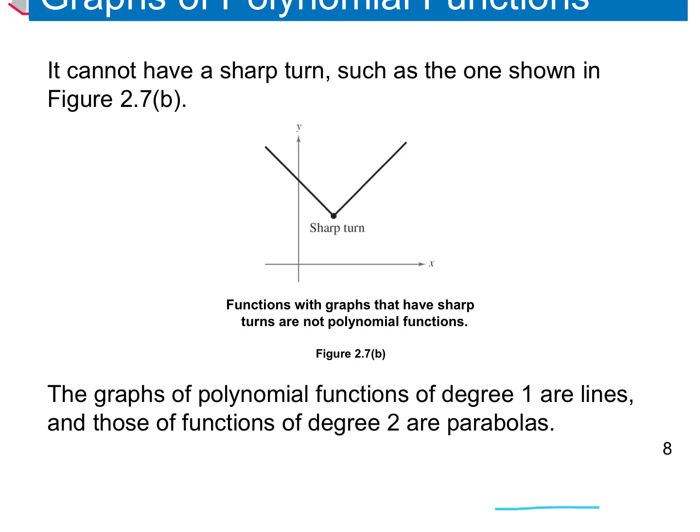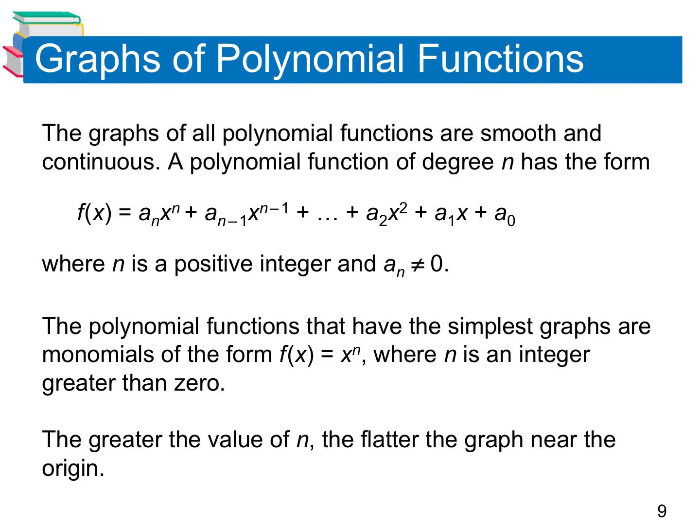Polynomial functions of degree 1 are lines, so that would be our y is equal to mx plus b. Our degree here is 1, so this is a line. Degree 2 would be an x squared graph, which is a parabola, which is what we did in the last section. Again, here it just says the same thing. All polynomial functions are smooth and continuous. A polynomial function of degree n has this form, so it just starts with your highest degree and then goes down until you're constant.